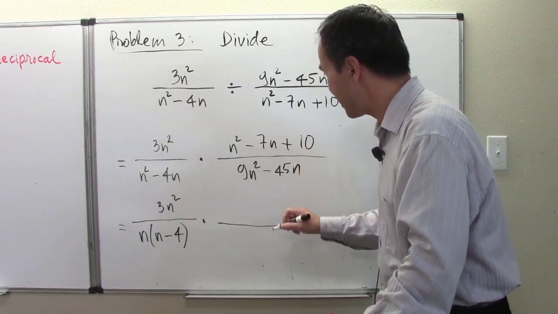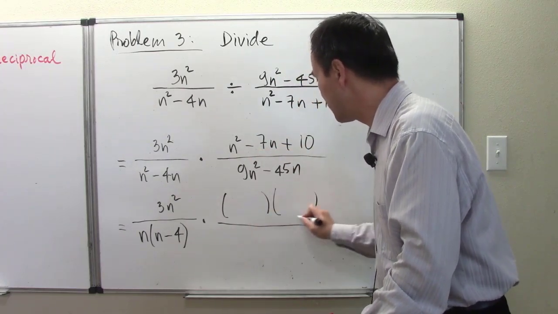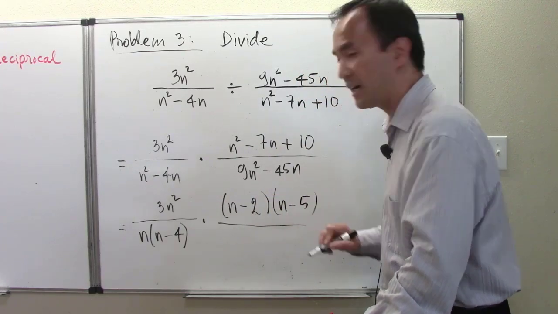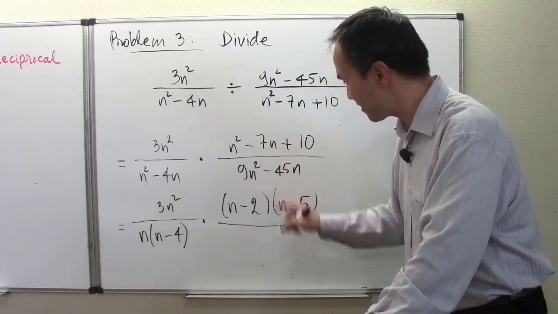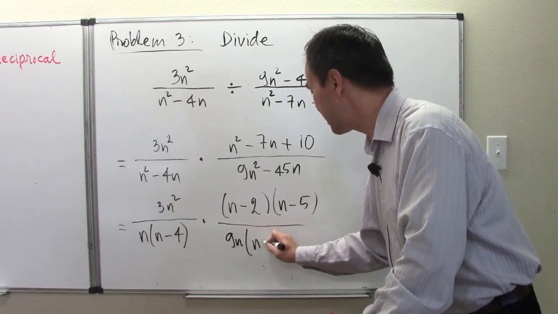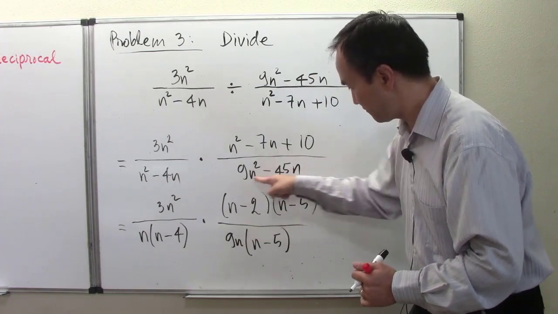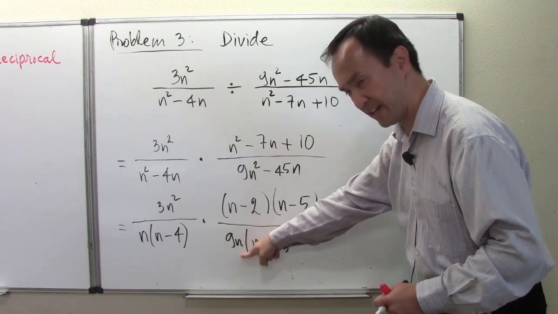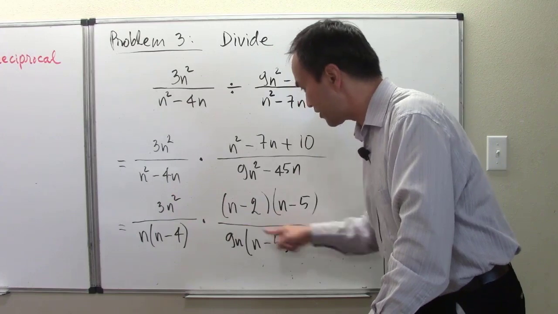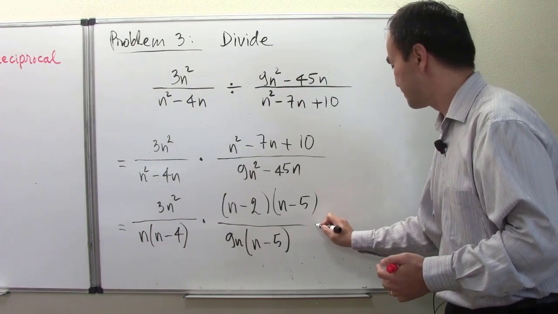The next numerator here, n squared minus 7n plus 10, is factored into n minus 2 and n minus 5. The denominator here can be factored into 9n in parentheses n minus 5. And so 9n here was a common factor, the greatest common factor among the two terms here. That's how I simply pull it out. All right, and so now after completely factoring all numerators and all denominators, now we're going to multiply.